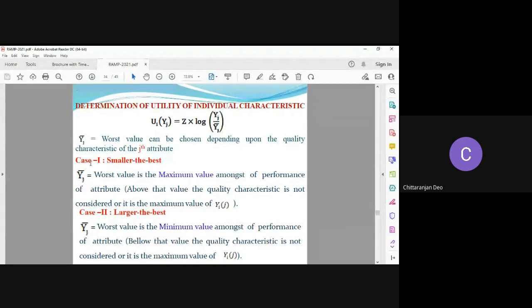For smaller-the-best, Y'j, the worst value, is the maximum value among the performance of the attribute. For larger-the-best, Y'j is the worst value, which is the minimum value among the performance of the attributes.